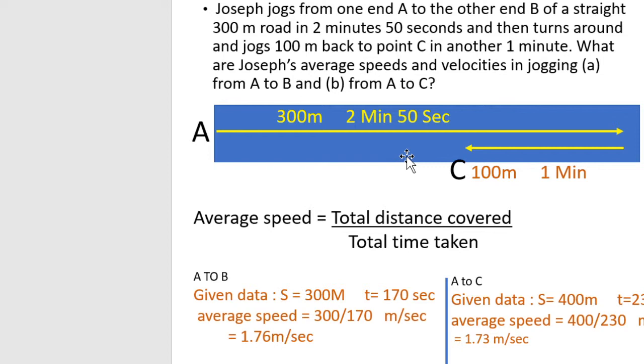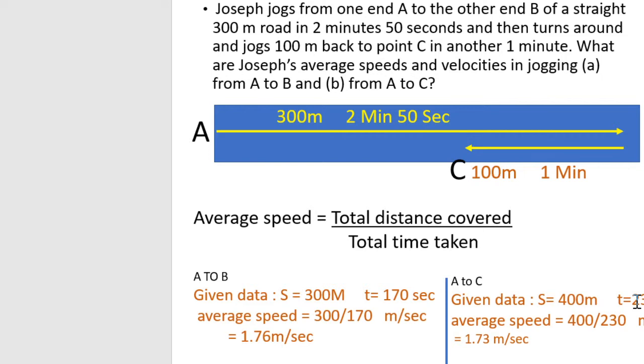And what is going to be the total time? Total time is going to be 2 minutes 50 seconds plus 1 more minute. So it will be 3 minutes 50 seconds total time, which I have converted into seconds, 230 seconds, correct? So if I divide them, I will get average speed. Okay, so look at the average speed. This is how we calculate average speed. Simply divide total distance upon total time, correct?